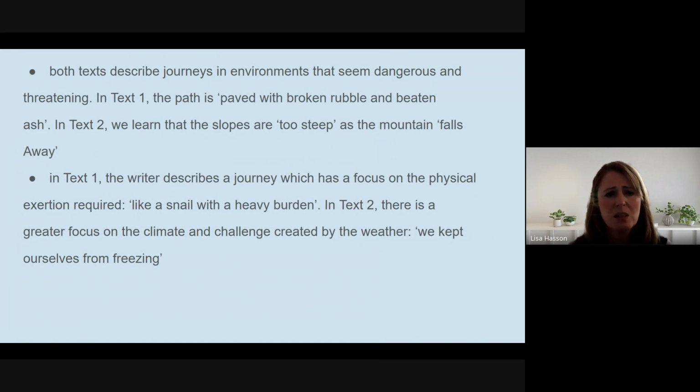Other things we could talk about: both texts describe journeys in environments that seem dangerous or threatening. So the path is paved with broken rubble and beaten ash, and the slopes are too steep as the mountain falls away. Or in text 1, the writer describes a journey which has a focus on the physical exertion, like a snail. And in text 2, there is a greater focus on the climate and challenge created by the weather, so "we kept ourselves from freezing." So again, that's a difference that we could focus on. And there are lots and lots of similarities and differences that you could have picked out.